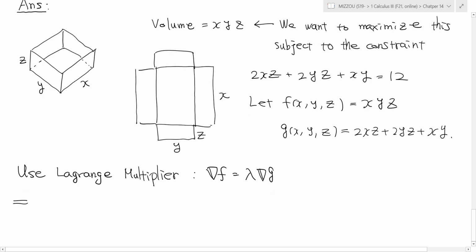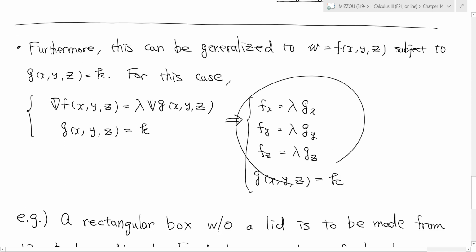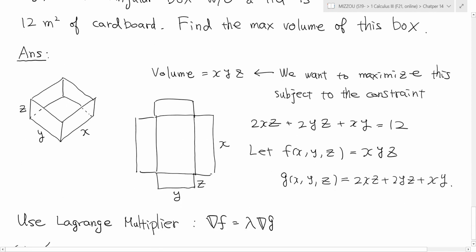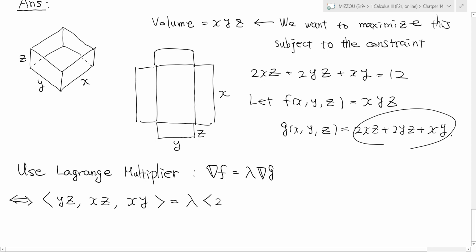All right, and now this can be computed. If you compute the gradient of f, you get yz for the x component, xz for the y component, and xy for the z component. And then this is equal to lambda times the gradient of the constraint. You will see that this is 2z plus y, 2z plus x, and then finally 2x plus 2y.